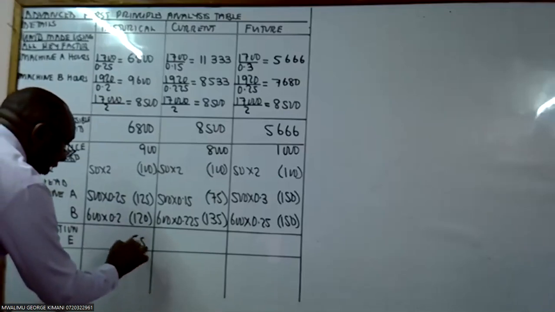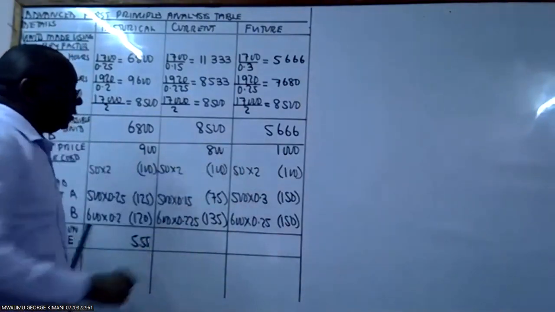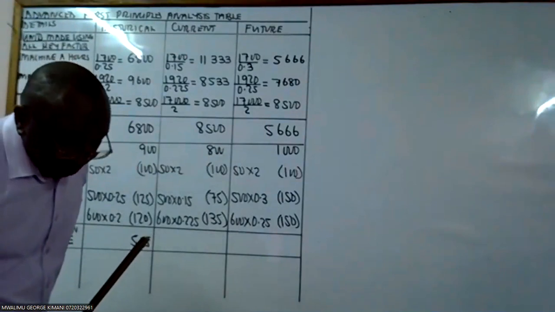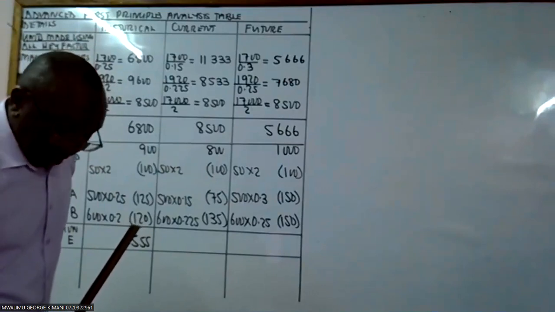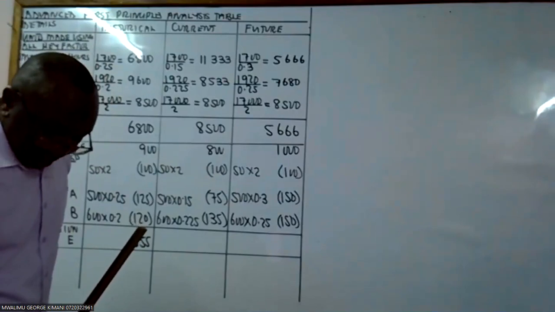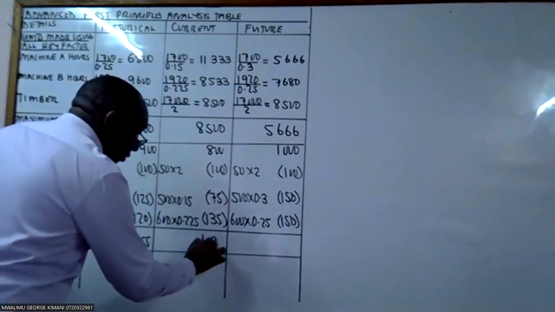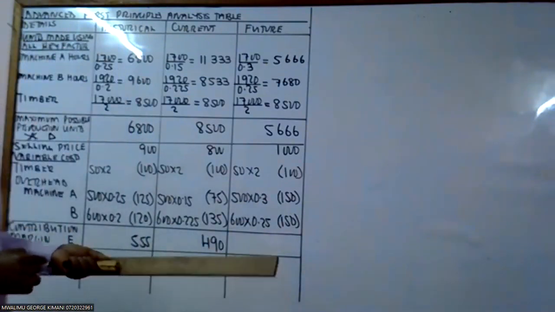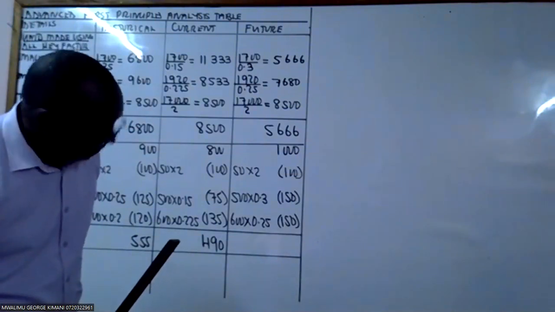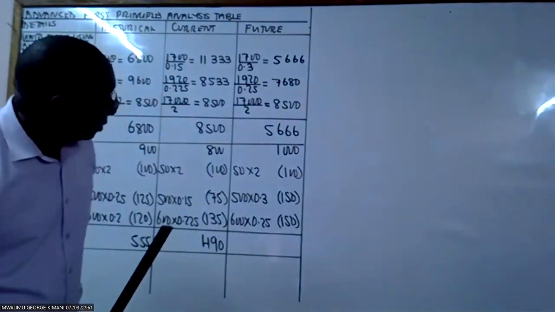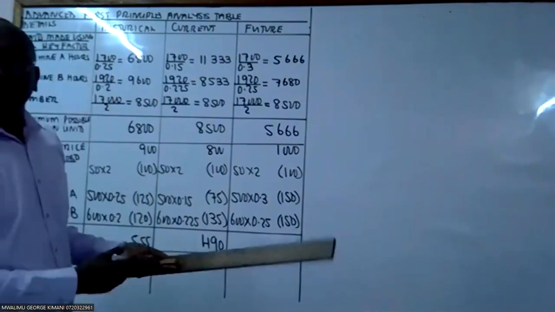Let's go to the next one and do the same. Oh, this is supposed to be 800, not 8,000. This is 800, not 8,000. So same 800 minus 100 minus 75 minus 135. You're getting 490. Good. Let's do the same with the last one. 1,000 minus 100 minus 150 minus 150 is 600.